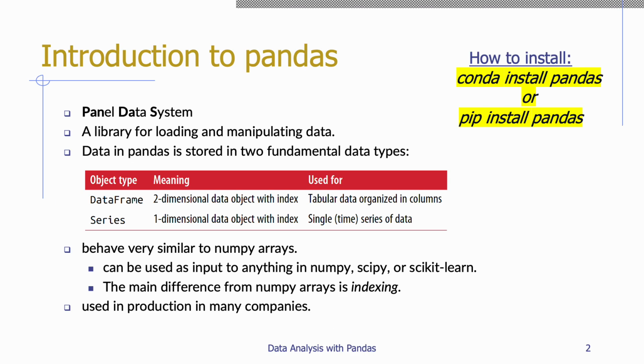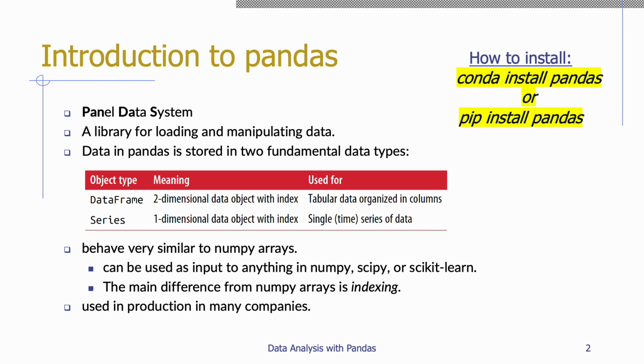Pandas in Python stands for Panel Data System. It's a library for loading and manipulating data. Data in Pandas is stored in two fundamental data types. One of them is the data frame, a two-dimensional data object with an index, used for tabular data organized in columns. The other one is the series, a one-dimensional data object with an index, a single time series of data.